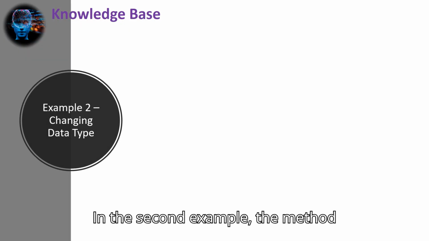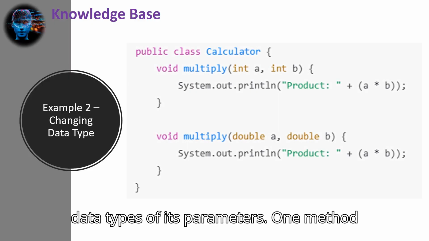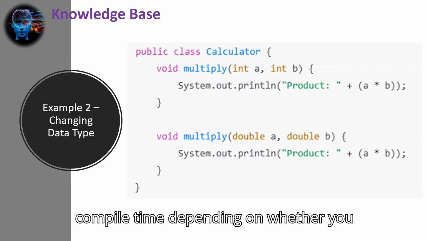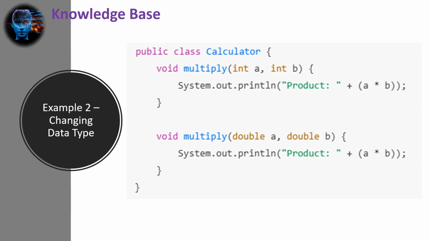In the second example, the method multiply is overloaded by changing the data types of its parameters. One method takes int, and the other takes double. Java selects the correct method at compile time depending on whether you pass integers or floating point numbers.